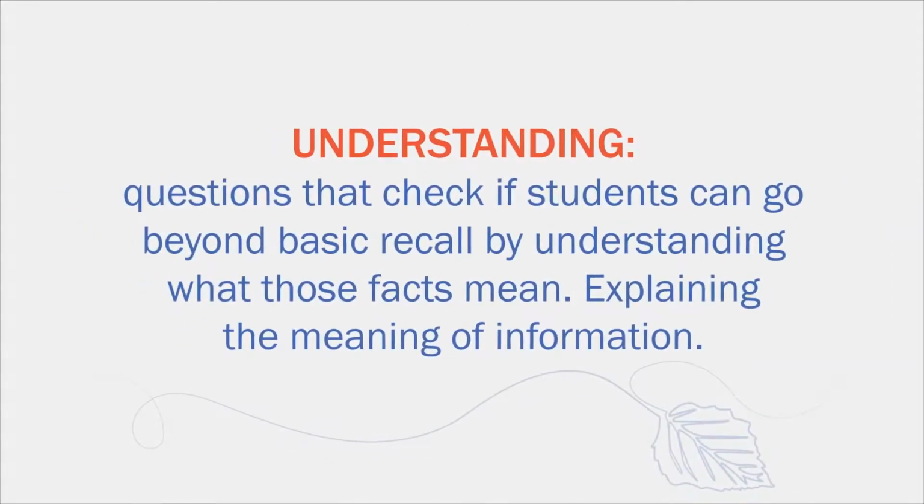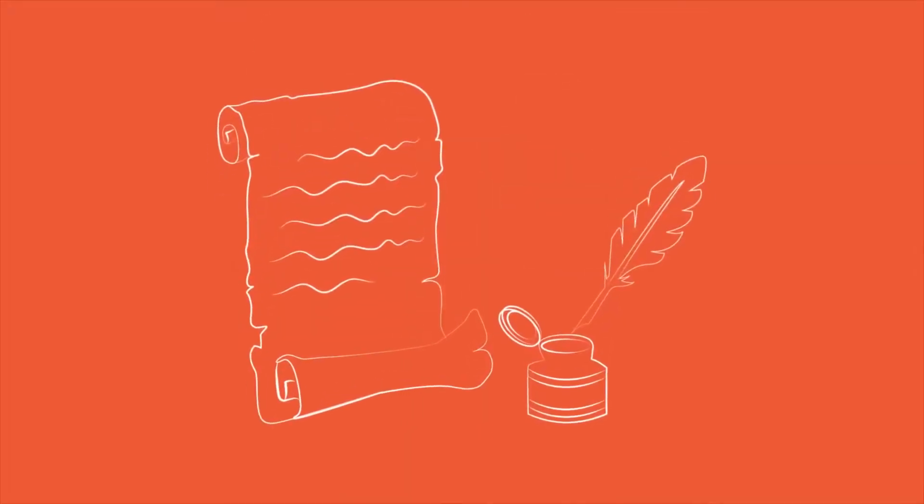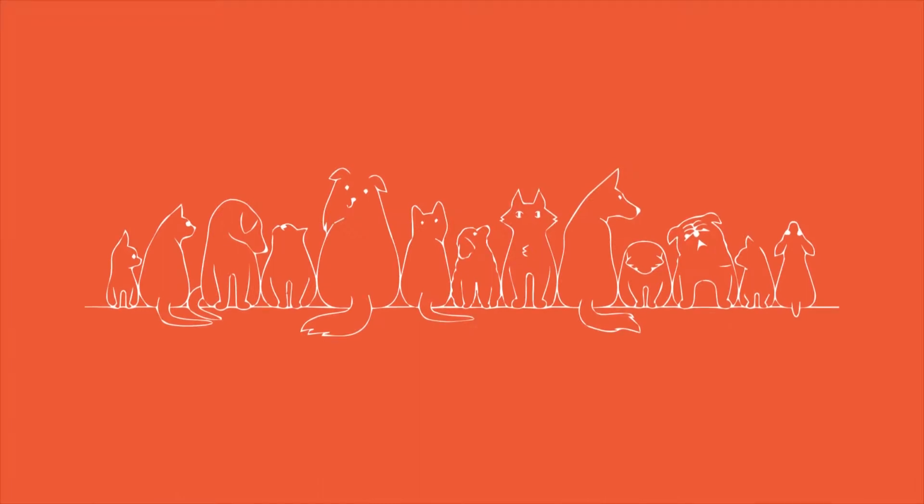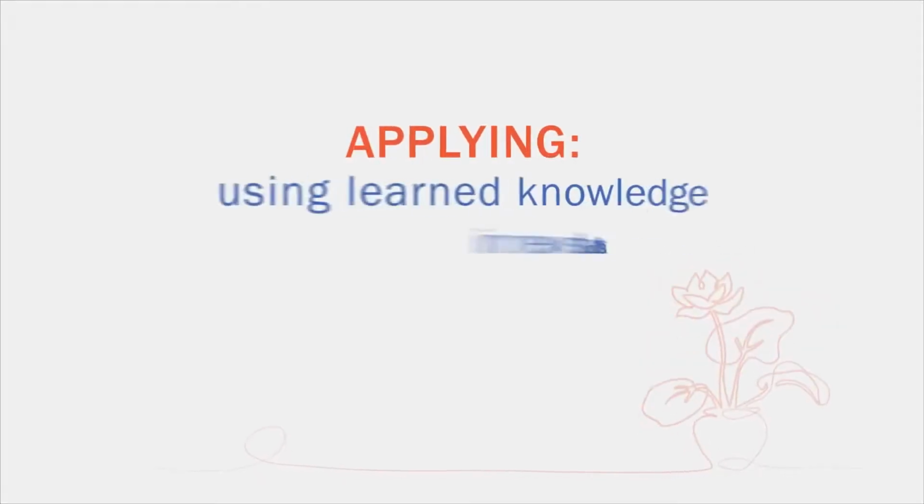Understanding. Questions that check if students can go beyond basic recall by understanding what those facts mean. Explaining the meaning of information. What is the main idea in this poem? Compare cats with dogs.